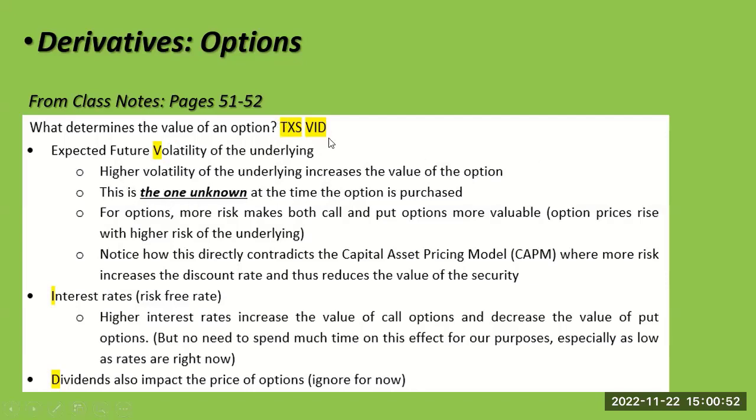Of all of these inputs, TXS, VID, volatility is the only one we don't really know when we buy the option. We know the stock price, the time to maturity, and the strike price. We know everything except for the volatility. This is not the volatility of the stock in the past. This is the volatility of the stock expected during the time you have the option. So it's known as implied volatility, if you've ever heard that term before.